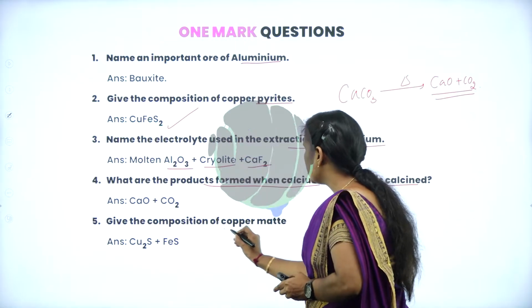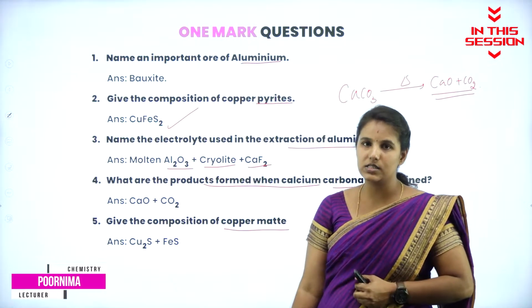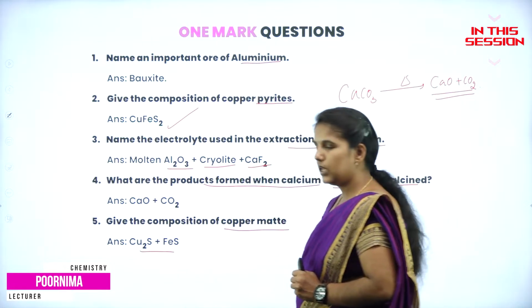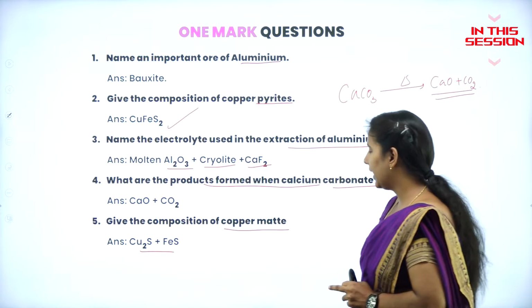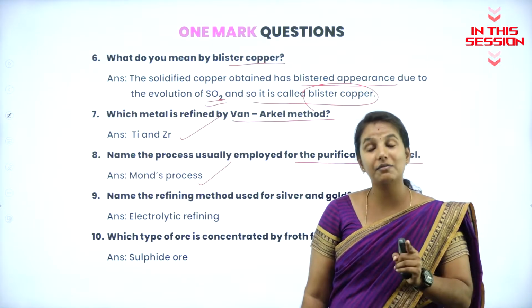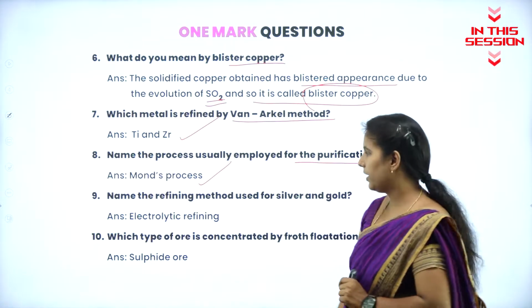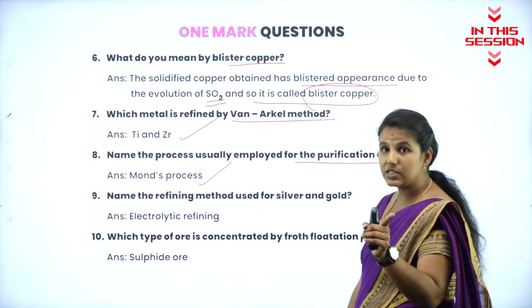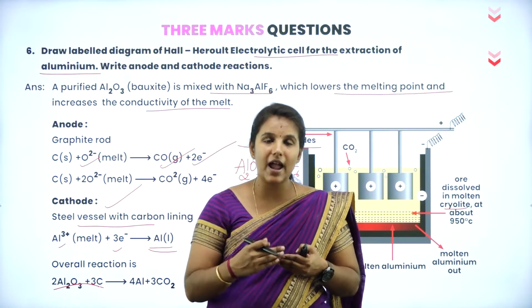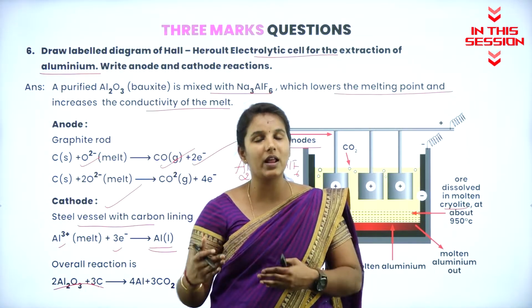Give the composition of copper matte. So most frequently asked this question, and the compositions will be Cu2S and FeS. Either process can be asked and which metal can be extracted from that method can also be asked. Okay, and which electrolyte has been used in that process can also be asked. Practice the reactions so that you will understand how to write for the Mond process, Van Arkel process.